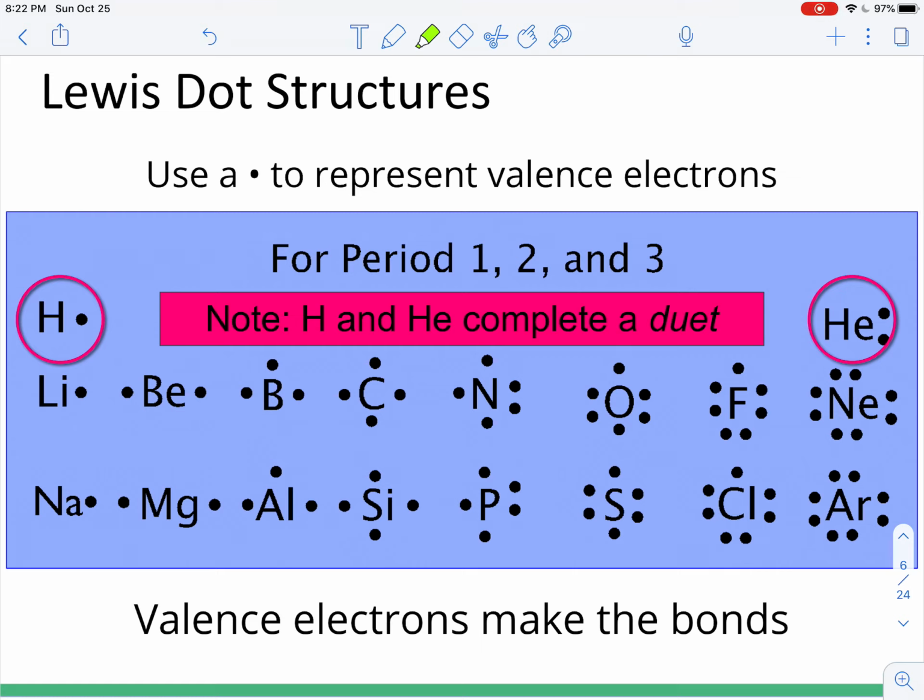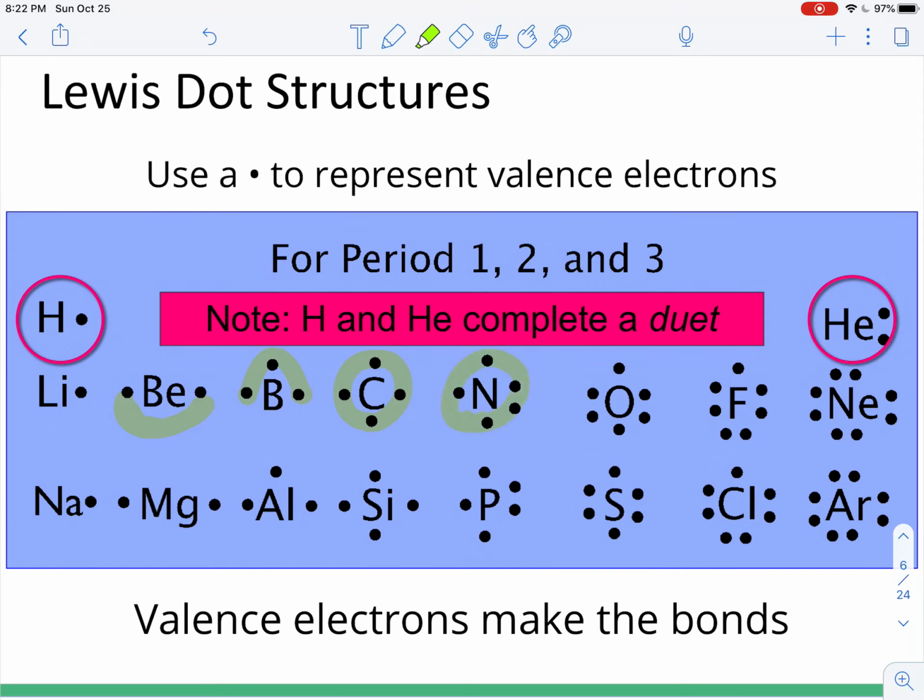All right, so when we draw our dot structures, remember we use a dot to represent valence electrons. So here's the first 3 periods in the periodic table, the first 3 rows going all the way across. Remember, 1 valence electron, we don't pair up electrons. We put them on opposite sides, or it doesn't matter if they're on opposite sides, but we just keep them separated. Here we have 3, 4, one valence electron on each side, and then once you run out of sides, you start pairing them up.